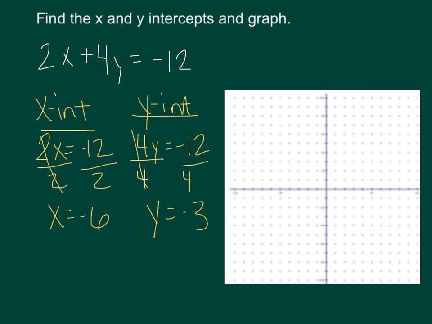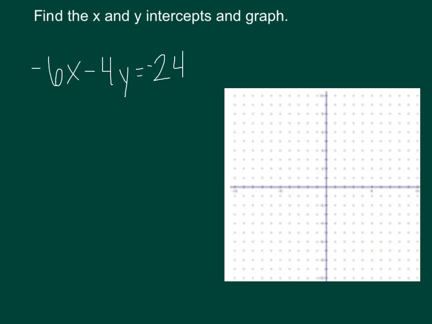Alright, so now that we have our x-intercept and our y-intercept, our x-intercept is negative 6, so you go left 6 and make a point. Your y-intercept is negative 3, so you go down 3 and make a point. And then you graph your line.